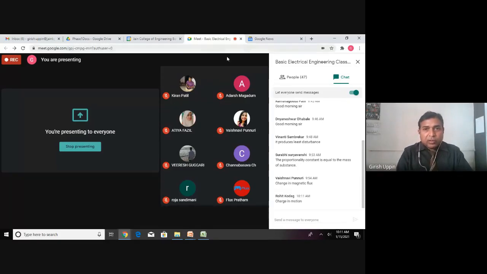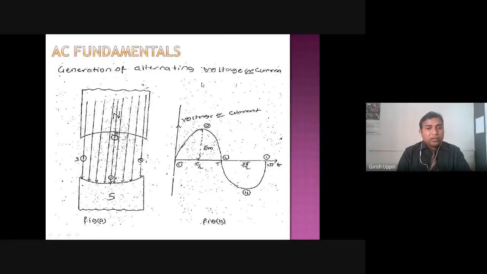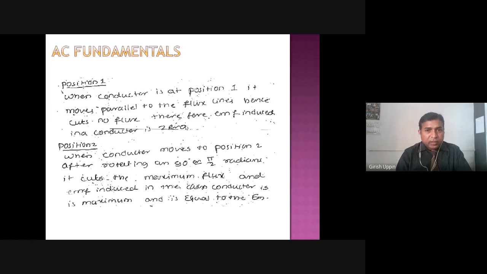So that is how the magnetic field is generated. Any questions on this? I hope everybody understood. It's one of the important questions, how we generate the alternating voltage and current. So we talked about position one. When the conductor is at position one, it moves parallel to the flux lines, hence cuts no flux. When there is no flux cut, the EMF induced is also zero.